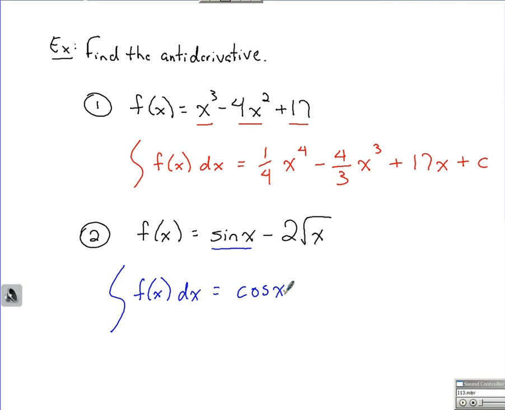We know it goes with cosine of x, but remember to check this. If you took the derivative of cosine, would that take you back to sine? No. We'd have to put a negative on here to adjust. So negative cosine of x.